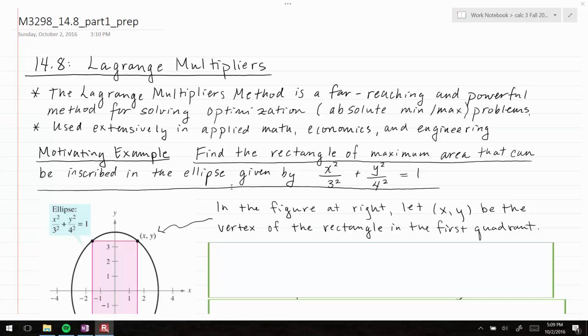And it's actually a problem that we could solve with Calc 1 methods, but again, this is going to provide us a little bit of a background so that we can attack some problems that we definitely wouldn't be able to do with Calc 1 methods. So anyway, in the prior section, we solved absolute maximum and minimum problems in 14.7. So it turns out we are going to be able to solve those problems with this other method, this Lagrange multipliers method, but we're also going to be able to solve other problems as well.